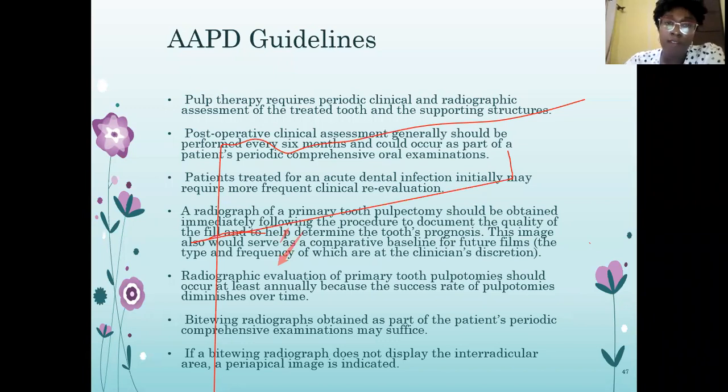Then radiographic evaluation of pulpotomies should occur at least annually because the success rate of pulpotomies diminishes over time. So bitewing radiographs ought to be part of the patient's periodic examination, and typically they'll display your interradicular area because that's what you want to see. If this is not possible, a periapical image is indicated.